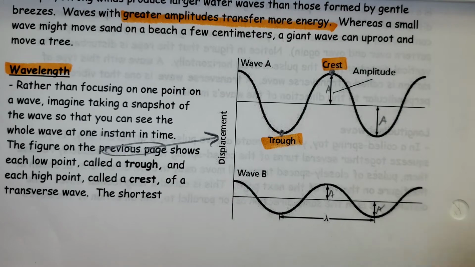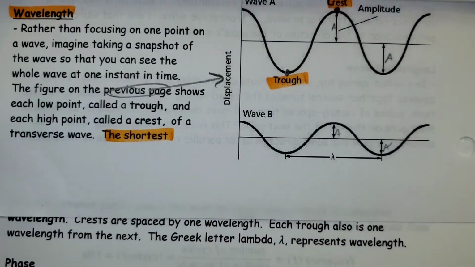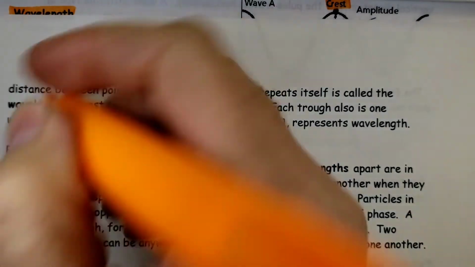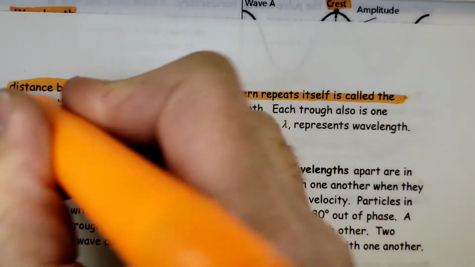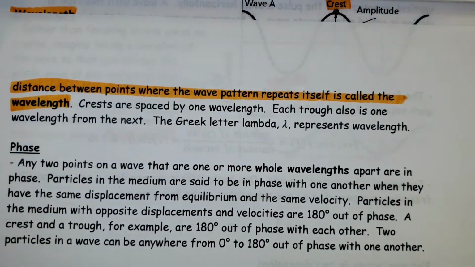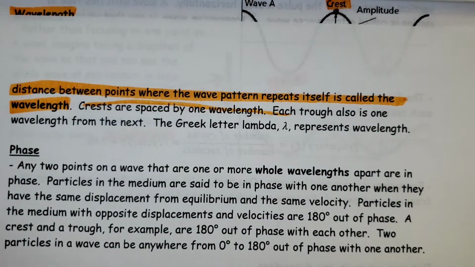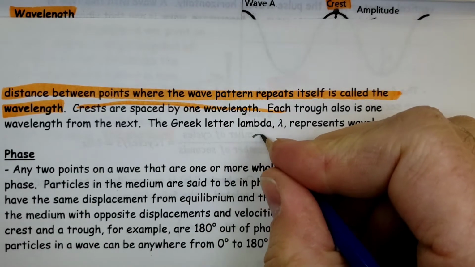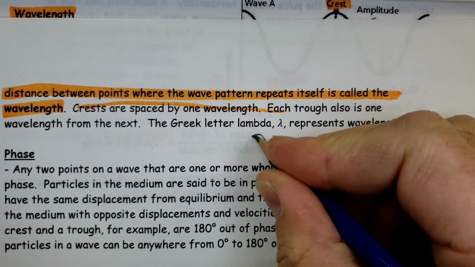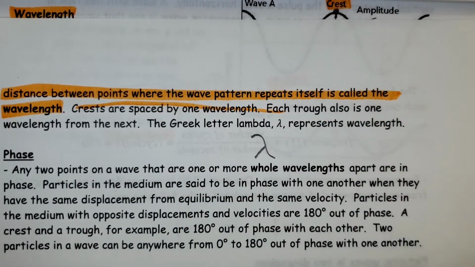Now, if I'm looking at what is wavelength, the shortest distance between 2 points where the wave pattern repeats itself is called a wavelength. Crests are spaced by one wavelength. Troughs are spaced by one wavelength. And we use a specific symbol for wavelength, a variable. It's the Greek symbol lambda. So it kind of looks like that. Kind of a curvy line with that part. Kind of looks like a guy running to the left with no arms.